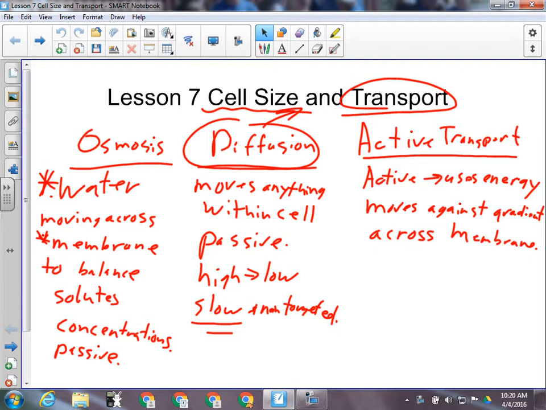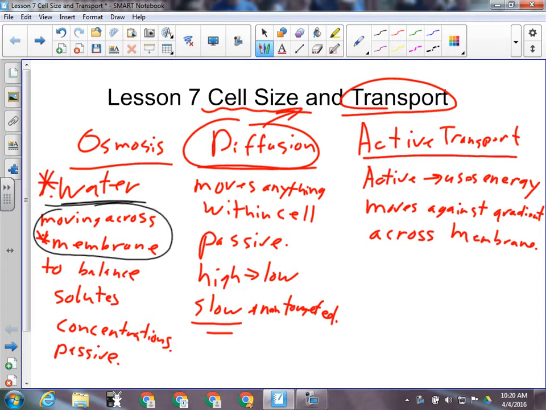Okay, we talked about osmosis before the break. We've got to remember that osmosis is the movement of only water. That's why it's got a star beside it. Osmosis only moves water, and it moves it across the membrane in order to balance solutes or salts, their concentrations, and it is passive. It is not something that the cell can control.